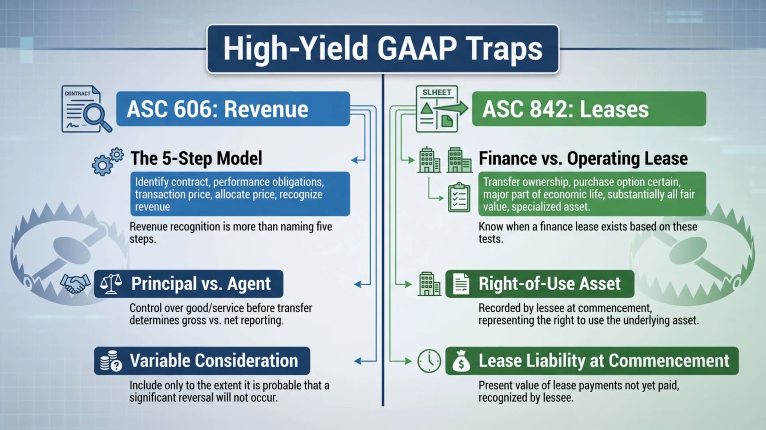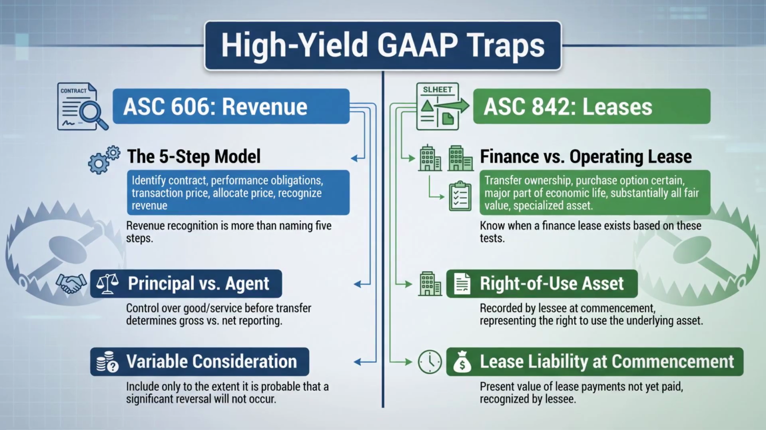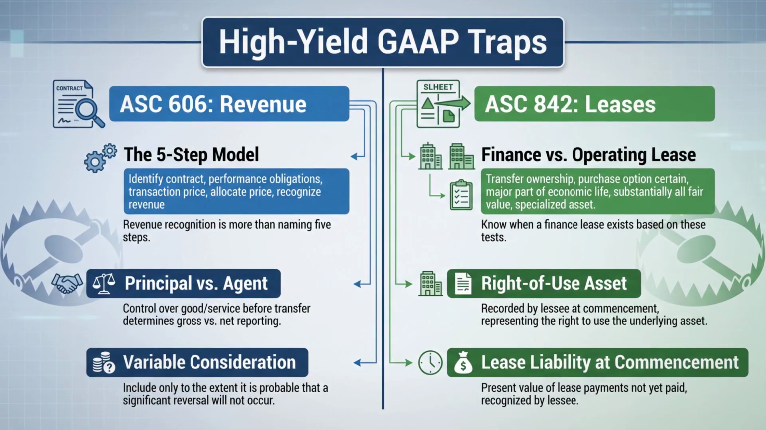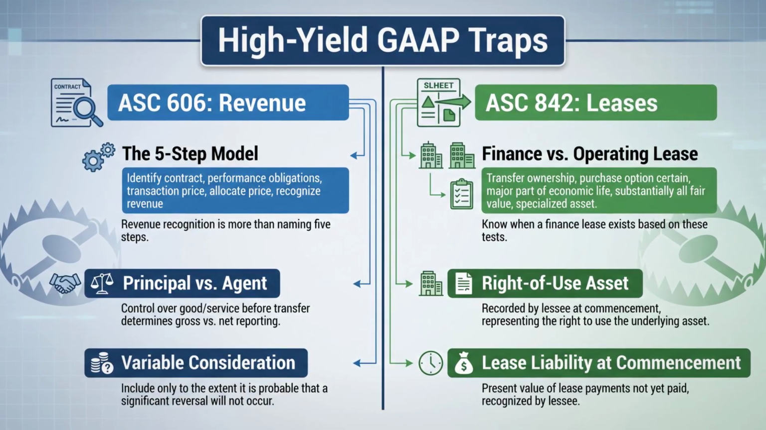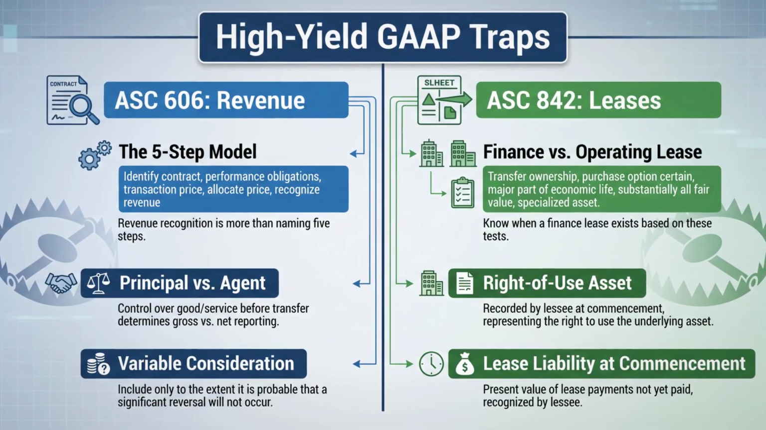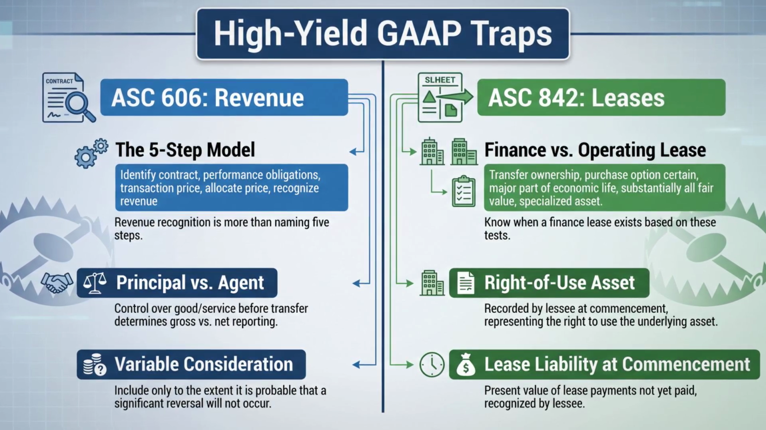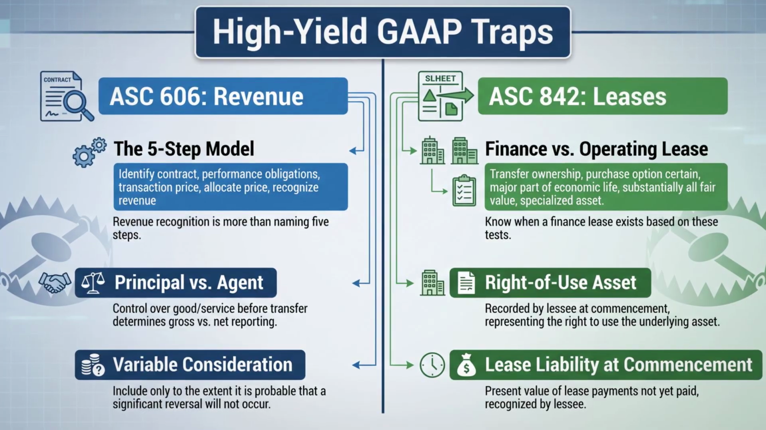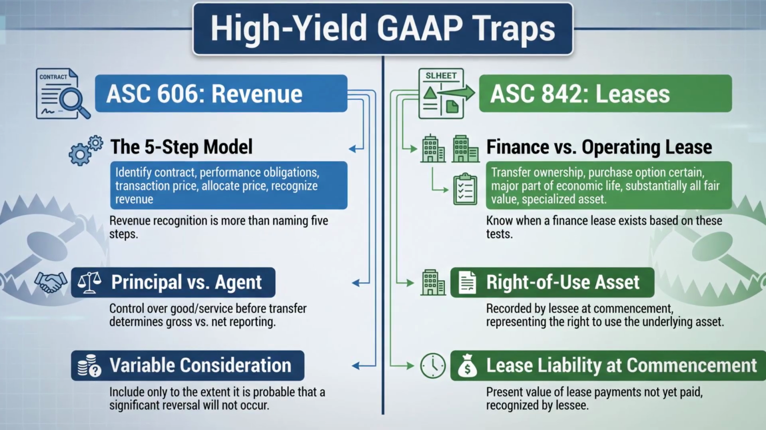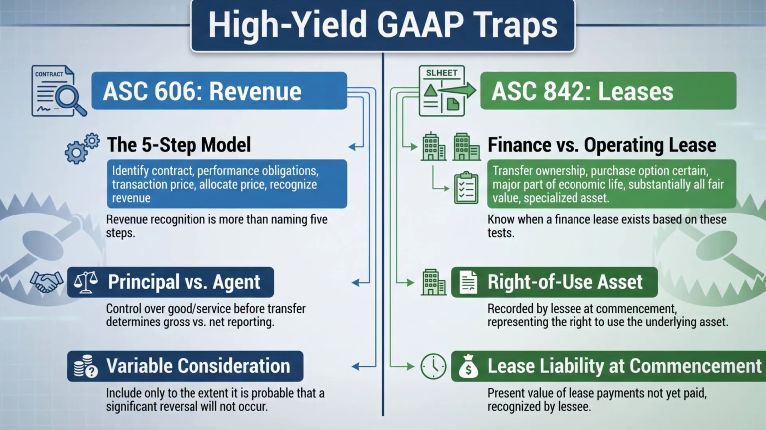Certain topics are notorious for tripping up candidates. Under ASC 606, you must know the 5-step revenue recognition model and its nuances, like principal versus agent considerations. For ASC 842 leases, the rules are dense. You must know the 5 criteria that define a finance lease for a lessee and understand that even an operating lease now creates a right-of-use asset and a lease liability on the balance sheet. Candidates who learned the old off-balance sheet logic must overwrite that knowledge completely.